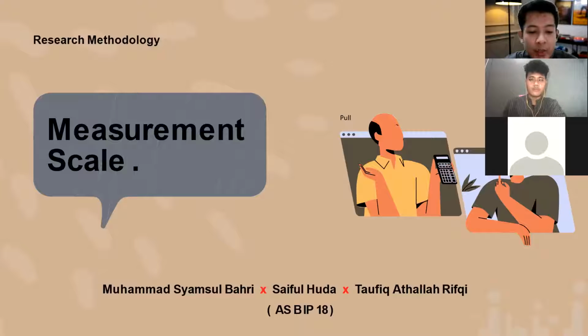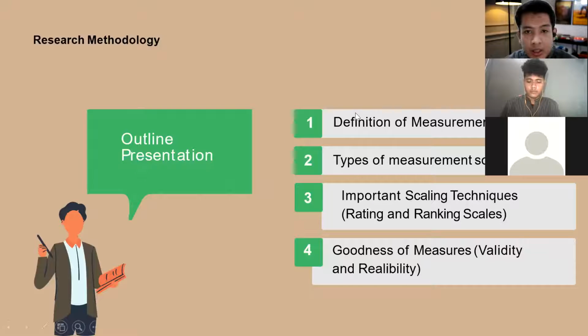In this opportunity, we would like to share some materials about measurement scales in research methodology. This is our presentation outline, including first, the definition of measurement scale, second, types of measurement scale, third, important scaling techniques, including rating and ranking scales, and fourth, goodness of measures, including validity and reliability.